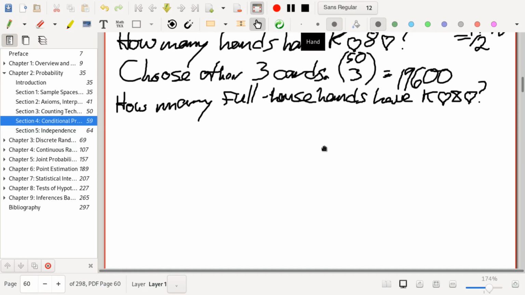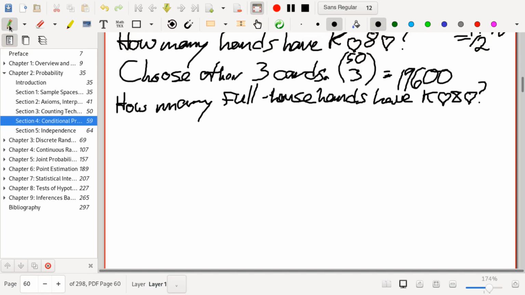Well, it's clear that the card that's replicated 3 times is going to be either King or 8. And the other card would then be whatever card we selected before. So we could either have 3 kings and 2 8s, or 3 8s and 2 kings. Those are the only 2 possibilities for our full house hand. So we first need to decide which card will be repeated 3 times.